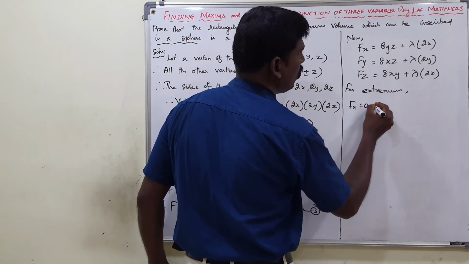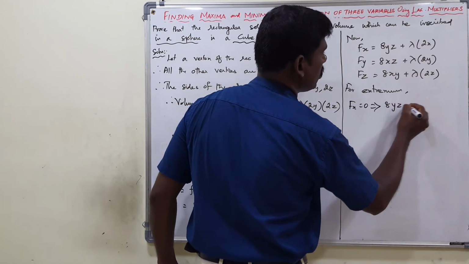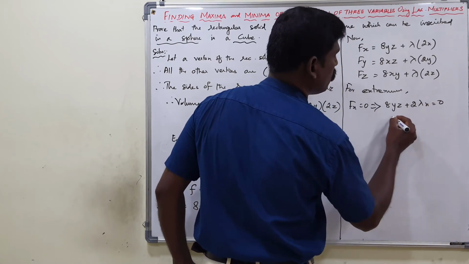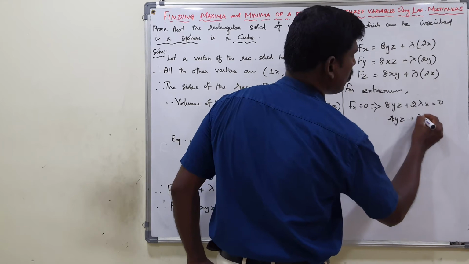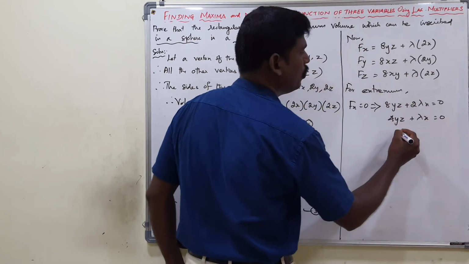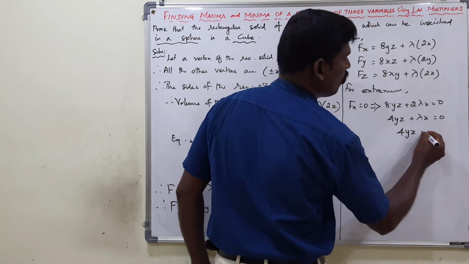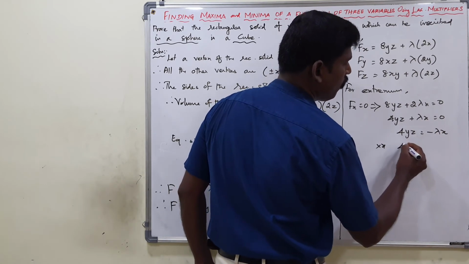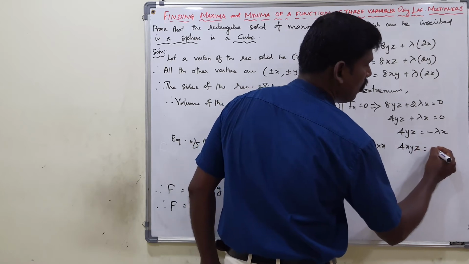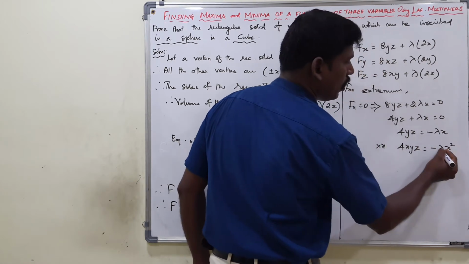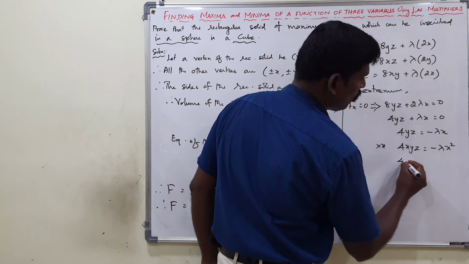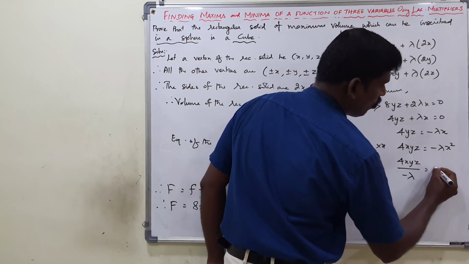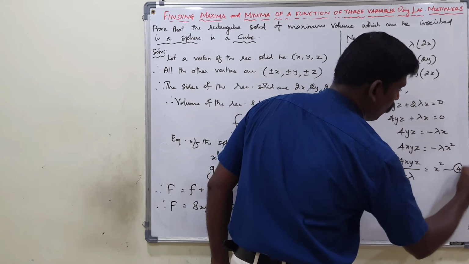So Fx equal to 0 implies 8yz plus 2 lambda x equal to 0. So 4yz plus lambda x equal to 0, by dividing by 2. 4yz equal to what? Minus lambda x. Multiplying by x on both sides, it will become 4xyz equal to minus lambda into x square. Take this minus lambda to the left hand side. So 4xyz by minus lambda equal to what? x square. I call this equation number 4.